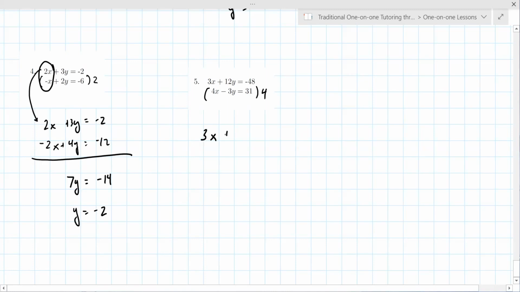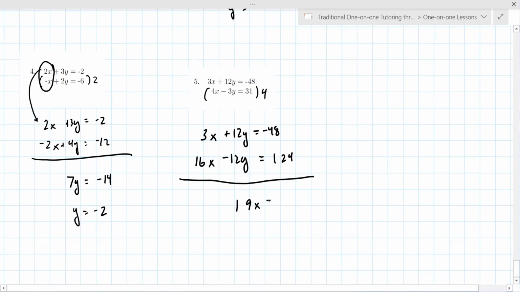Okay, so we have 3x plus 12y equals minus 48. But then we get 16x minus 12y equals 124. So that's 19x equals, I know the numbers get a little big here, 76, I believe. Yeah, 76, divide by 19, divide by 19. So x ends up equaling 4.